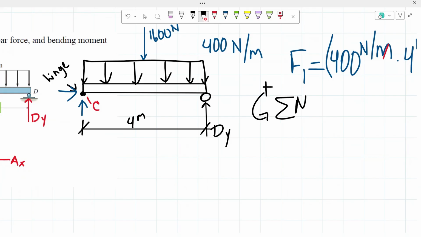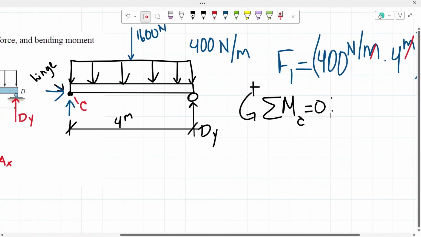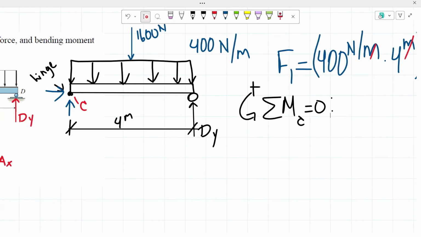Counterclockwise, the sum of our moments about point A. No, sorry, point C has to equal 0. Okay, there we go. We know that once again, the reactions of that hinge support will not be creating a moment. So then from there, we have our concentrated force.